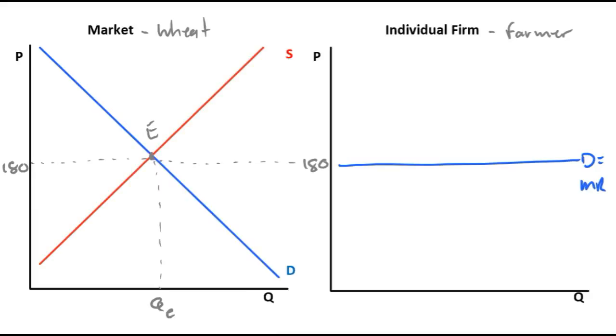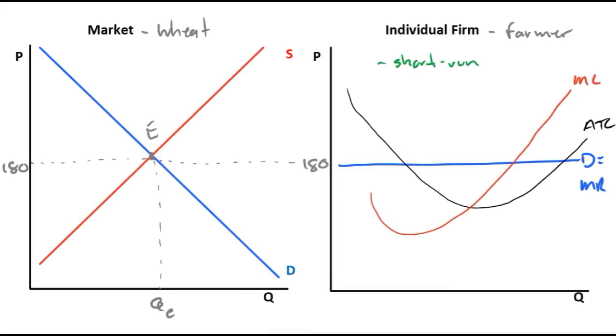Now the farmer has to decide, how much wheat do I produce in order to maximize my profits? To answer this question, we need to look at our costs. So we've added our average total cost curve as well as our marginal cost curve. Note, this would be for the short run. In the long run, there will be a different outcome.